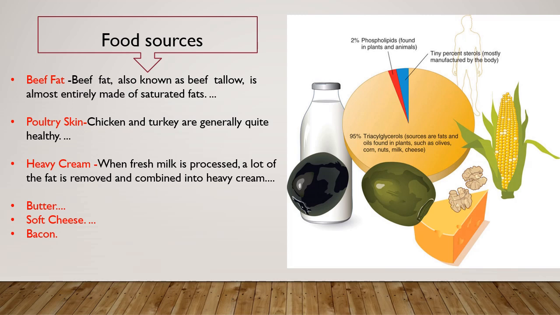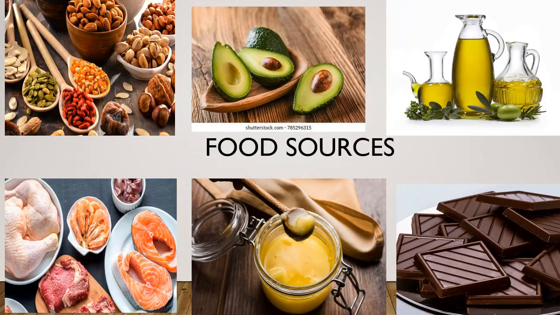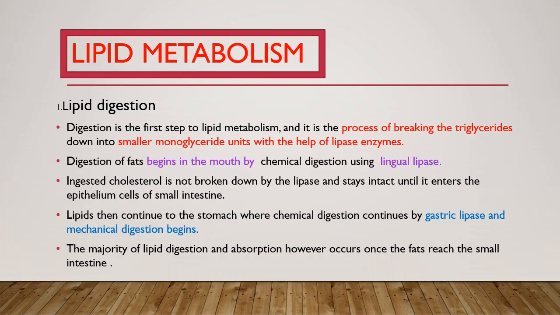Now let's see what the food sources are through which lipid is obtained. The examples are beef fat, poultry skin which includes chicken and turkey, heavy cream in the form of fresh milk, butter, soft cheese, and bacon. These are the various food sources through which lipid is obtained.